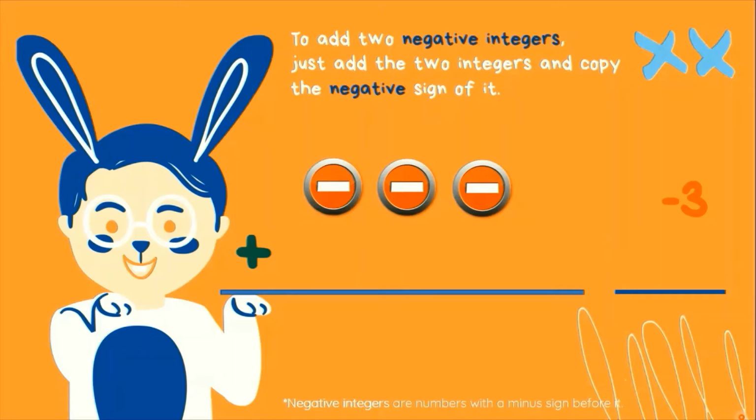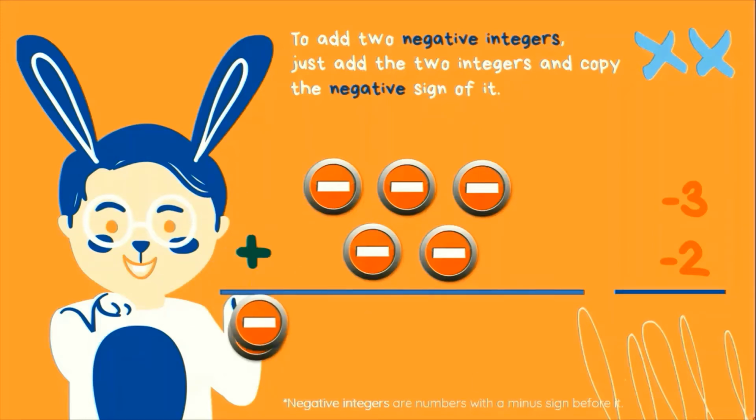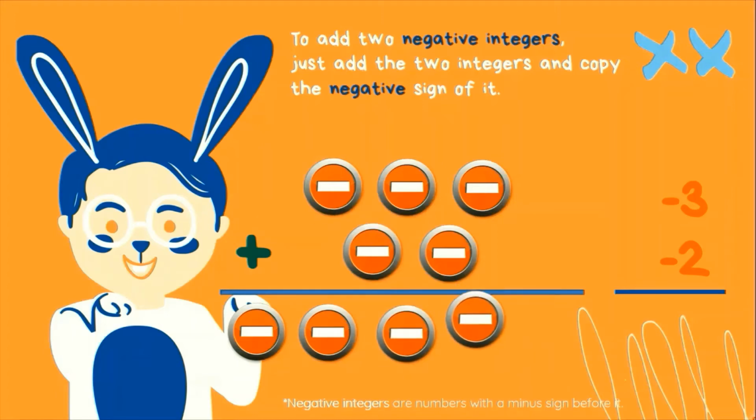Meron tayong negative 3, i-add natin siya kay negative 2. We need to combine all of them together since pare-pareho lang naman sila ng sign. All of them are negative integers. So, negative 3 plus negative 2 is negative 5. Since both of them are negative, the answer is also negative.